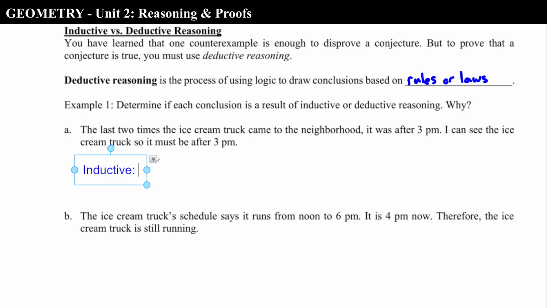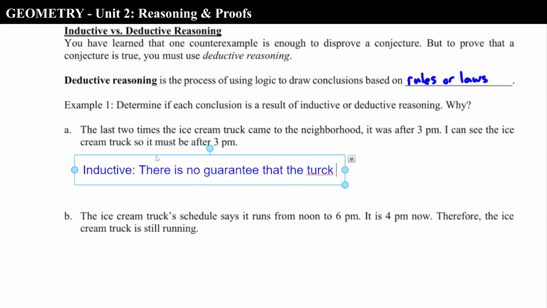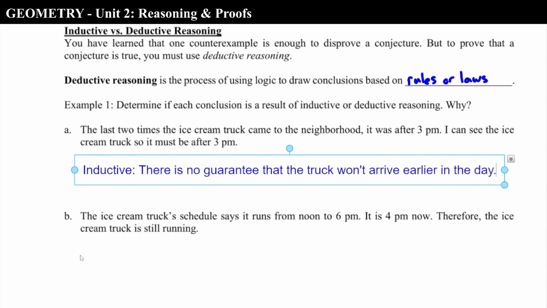And the reason that is inductive is that there is no guarantee that the truck won't arrive earlier in the day. Okay? Because there could be one day where the truck's just running ahead. People at the earlier stops didn't want any ice cream that day. So maybe the truck arrives at 2:30 instead of 3 o'clock. So we can make the assumption, because usually the truck's there after 3 p.m., but it's not a hard and fast conclusion that it's always going to happen.